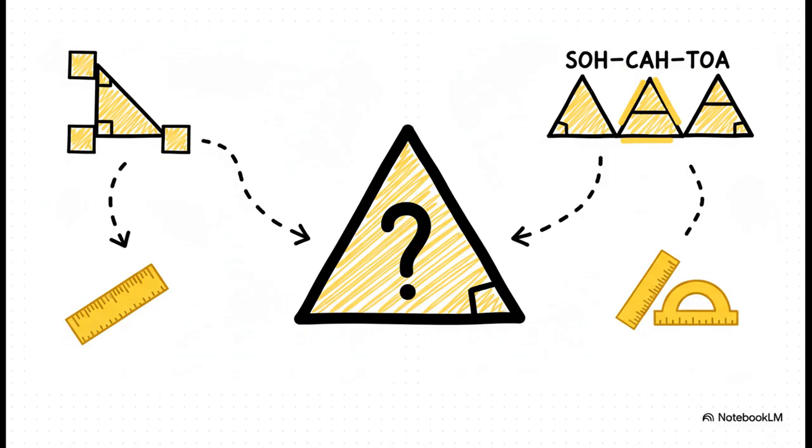Okay, listen up, because this slide right here is the whole game. Every single right triangle problem boils down to one simple question. What information do you have? If you know the lengths of 2 sides, you will always use the Pythagorean theorem. If you know one side and one angle, you will always use trig ratios. That's it. That is the entire decision, right there.